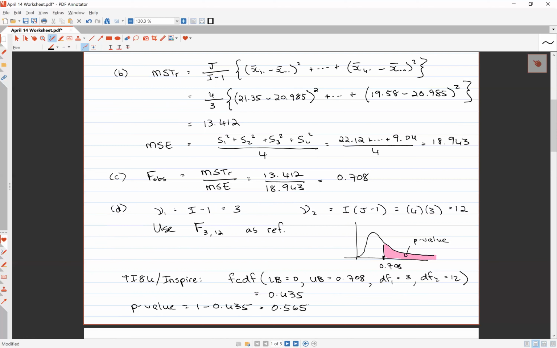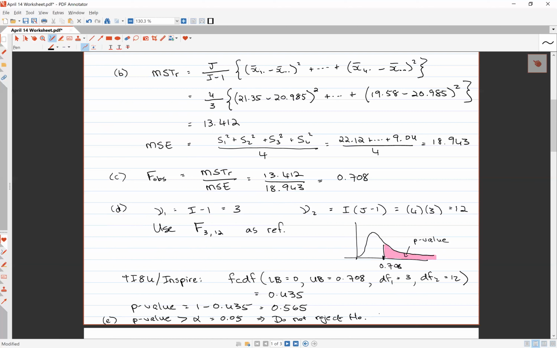So last part of the question says, state your conclusion at the 5% level of significance. So our p-value is definitely larger than our alpha of 0.05. So we do not reject the null hypothesis. And what that means in this instance is the sample evidence is consistent with all the treatments being equivalent on average.